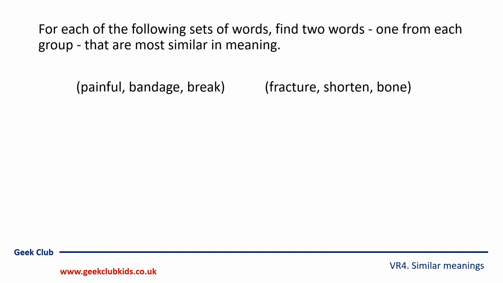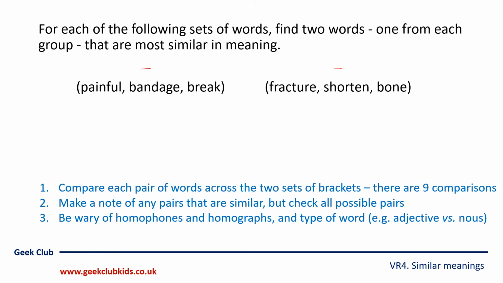The first group is painful, bandage and break, and the second group is fracture, shorten and bone. So we need to find one word in this group and one word in this group that have similar meanings, so that are synonyms. The best way to go about this type of question is to compare every pair of words across the two sets of brackets. So you'll probably notice that there will be 9 comparisons you can make, and we'll make a note of any pairs of words that are similar, but we're going to make sure we check all the pairs.